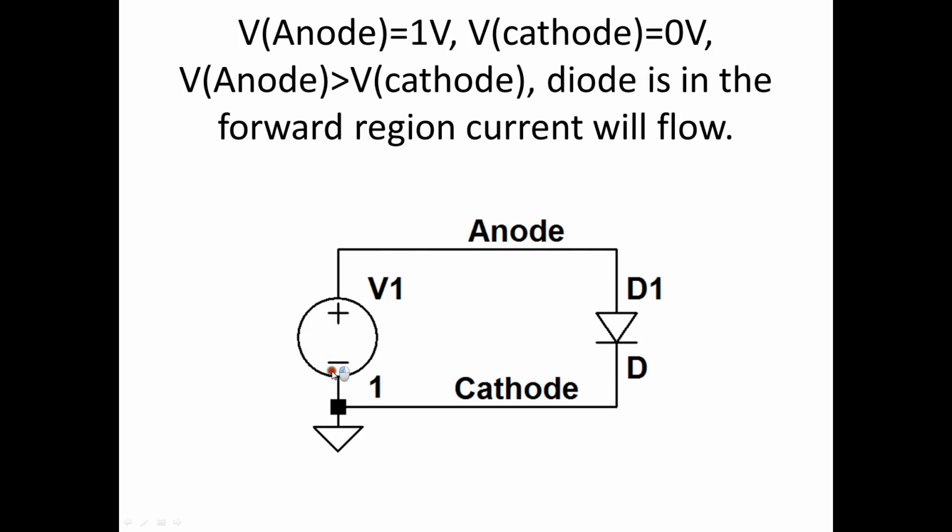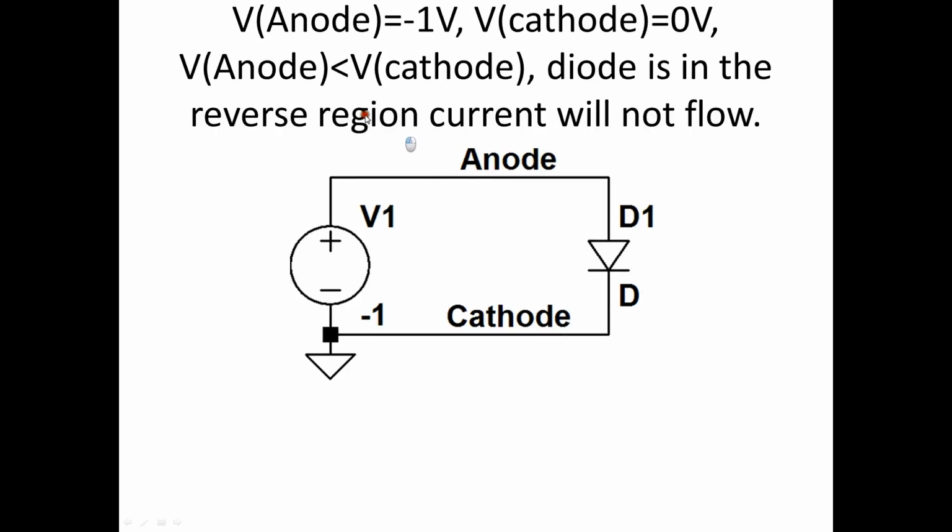So if we look at this battery, here's my definition of ground, and I'm going up 1 volt. So the anode is at 1, the cathode is at ground, 0. This is a higher potential than that, and current's going to flow. In this case, the anode is at minus 1 volt, because here's my definition of ground, and I'm going minus 1 volt up here. So in fact, this is reverse biased, and current won't flow.